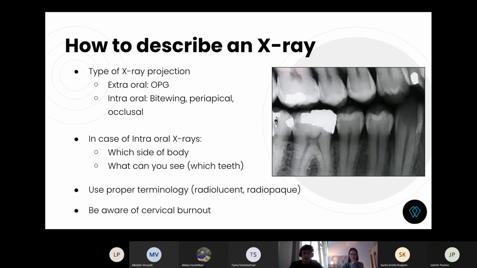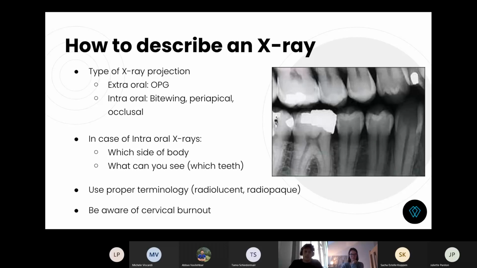Just very briefly, how to read an X-ray if they show you one, either in the practice or in the exam. The first thing you do always is, you don't jump directly in and say there's caries. You always first say what type of X-ray projection it is. You say if it's an extraoral or an intraoral X-ray. Extraoral is most commonly OPG. Of course, there are others too, but at least in practice, I have never had another extraoral X-ray picture than OPG, and same in the exam. It's very unlikely that you will get anything else.